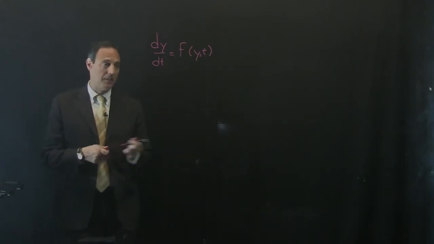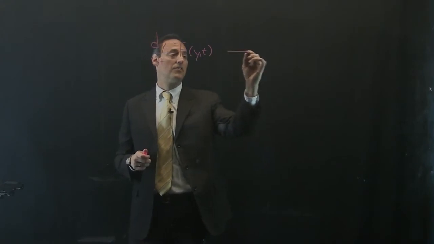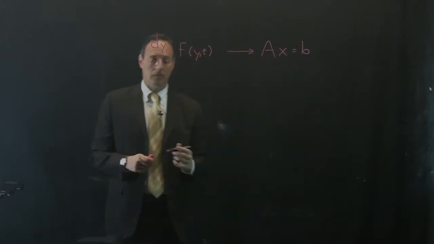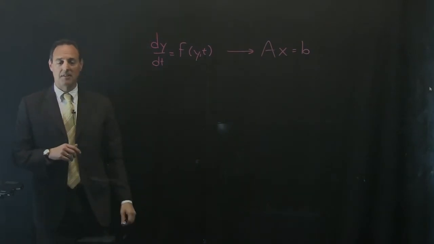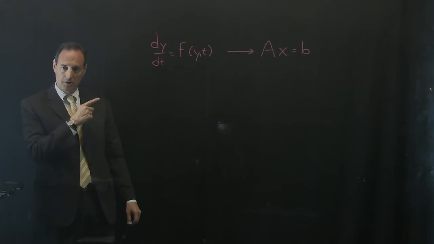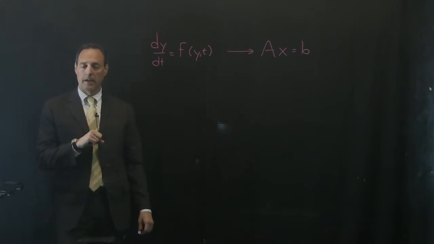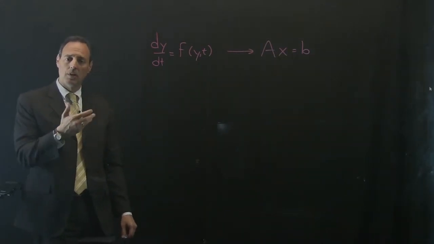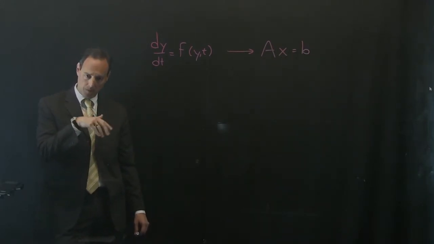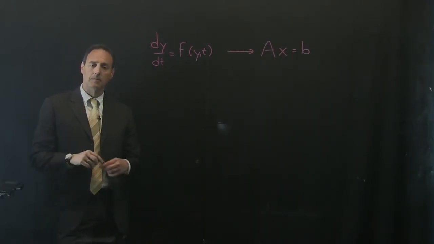So the math behind this is that we're going to basically take this and simply turn it into Ax equal to b. That's going to be the goal. And then we're going to solve Ax equal to b. And there's certain things we want to do to regularize the solution to Ax equal to b to make this work. So that's what we're going to talk about in this lecture.